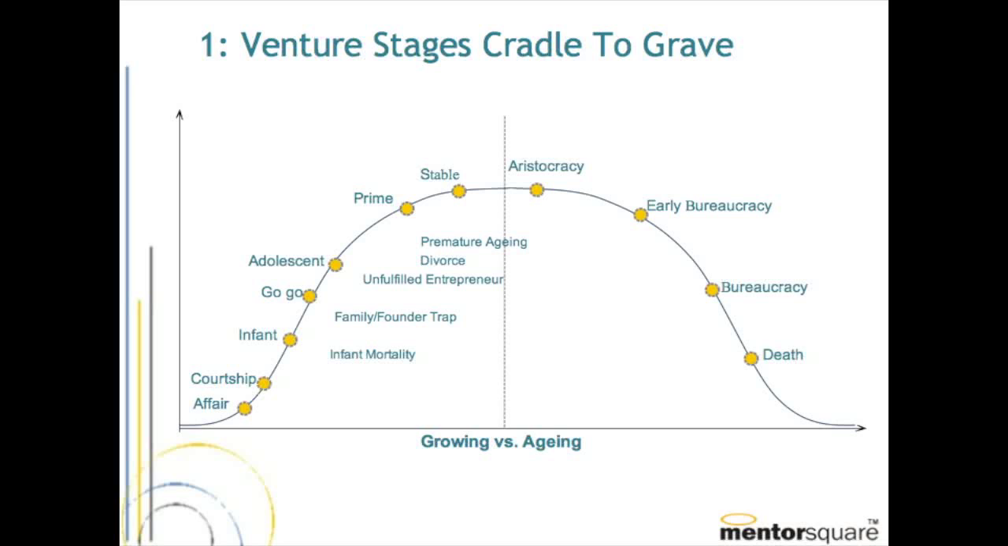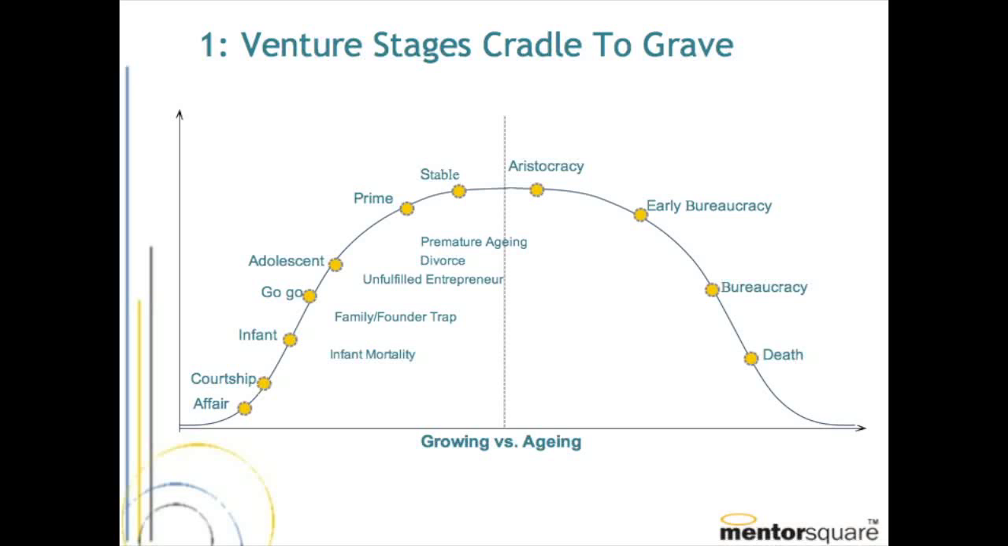This is a snapshot of the various stages that every venture goes through. If you can see the various stages, starting from affair and then courtship, and then infant, go-go, adolescent, prime, stable, aristocracy, early bureaucracy, and death. Some of you are familiar, but like I said, apart from just getting funding, even in terms of lasting in the marketplace, less than 5 to 10% go beyond the adolescent stage or reach the go-go stage. So 90% or more die between the affair and the go-go or adolescent stage.